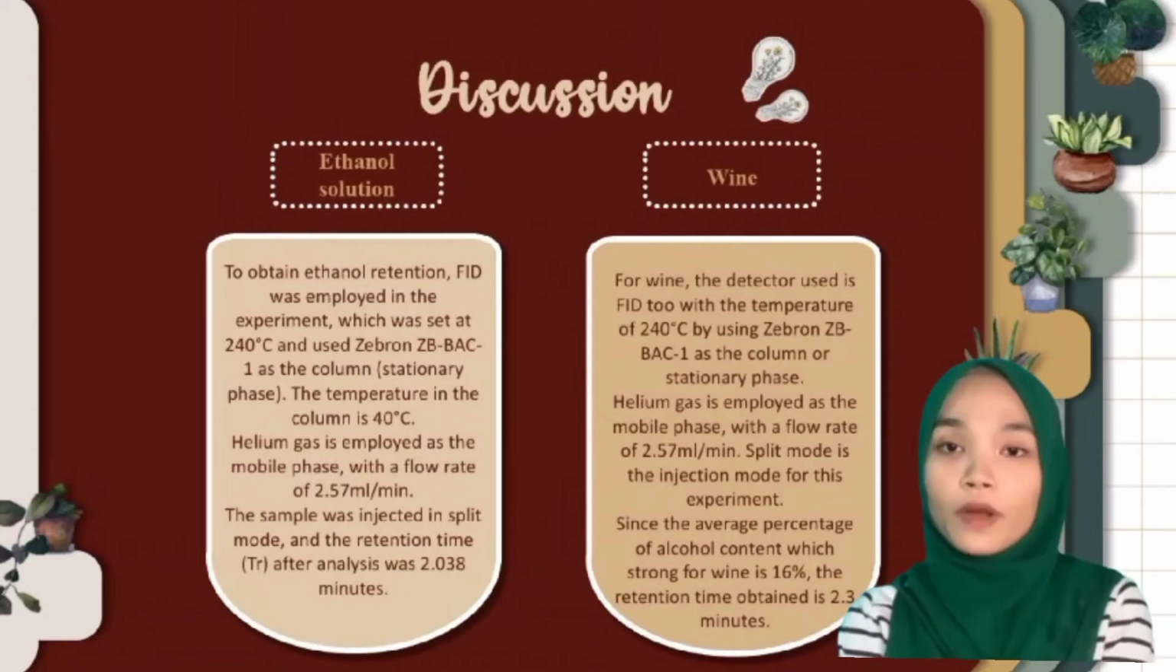Second, for wine, the detector used is FID set at a temperature of 240 degrees C, using Zebron ZB-BAC1 as the column or stationary phase. The column temperature is 40 degrees C. Helium gas is employed as the mobile phase with a flow rate of 2.57 ml per minute. Split mode is the injection mode for this experiment. Since the average percentage of alcohol content for wine is 16%, the retention time obtained is 2.3 minutes.